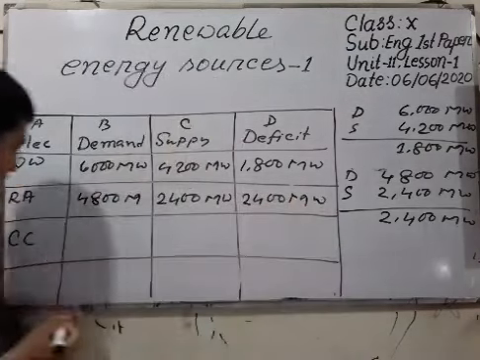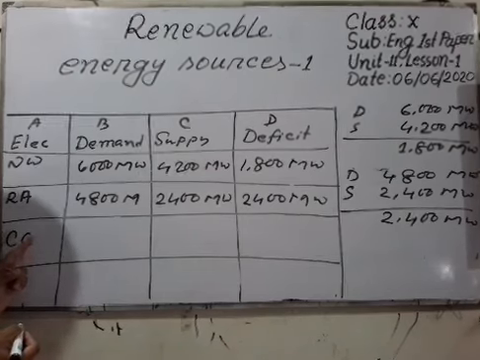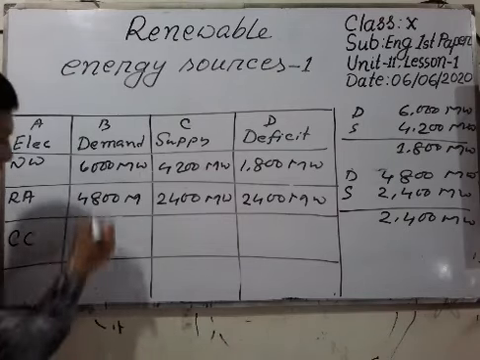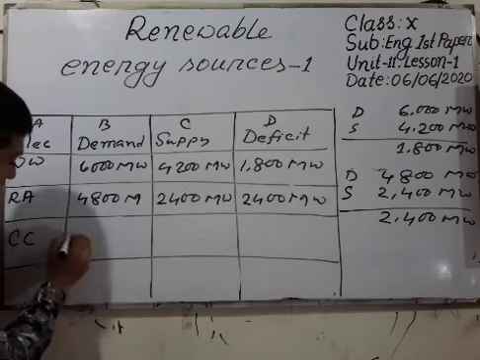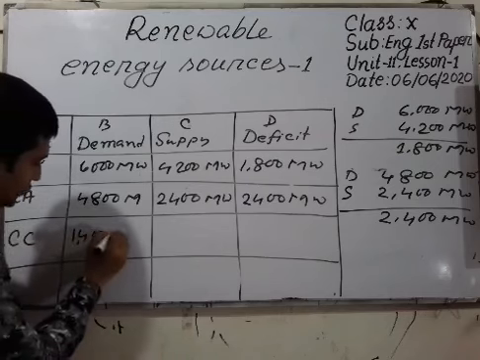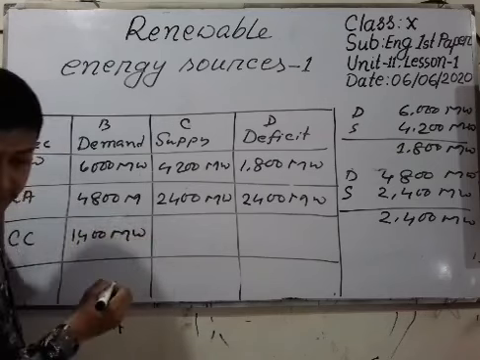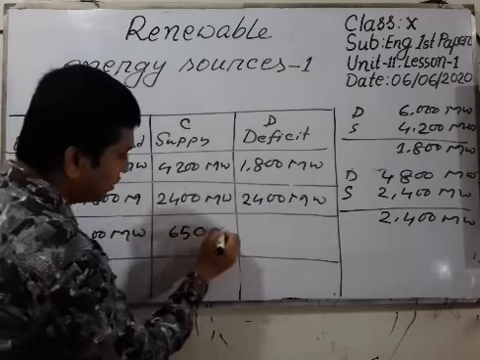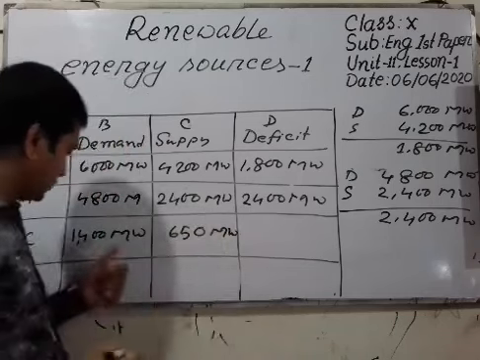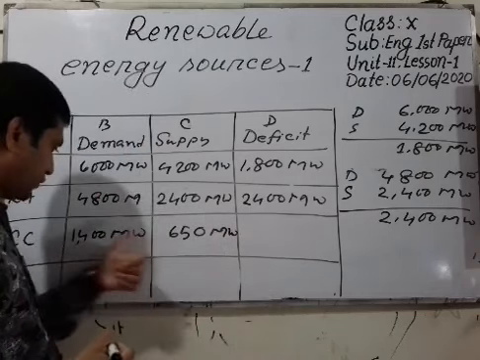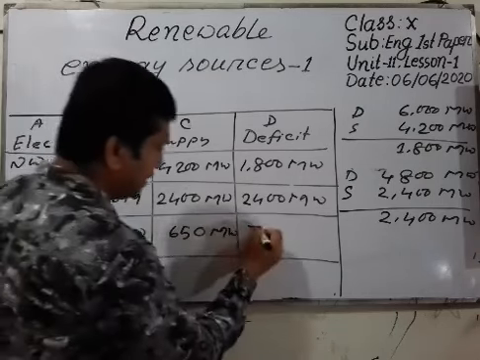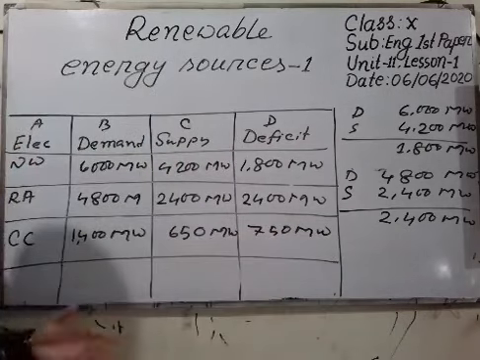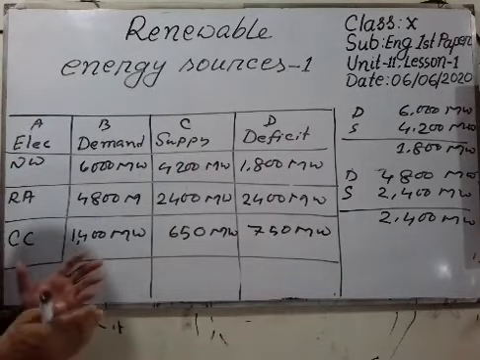Okay, finally here capital city, that means Dhaka city. Here directly you find this, the demand of capital city 1,400 megawatt, and its supply 650 megawatt. Finally we can subtract this figure from this, and it would be 750 megawatt. Okay, thus you can solve its table and transfer all the information.